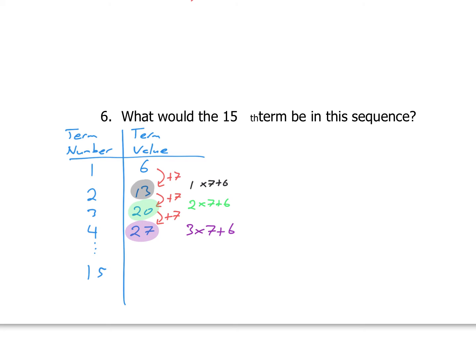It is definitely working. So, for our 15th case, what would we need? We would need 14 groups of 7 plus 6. And 14 times 7 is 98, plus 6 is 104. And that is our answer here. Let's move to the next page.